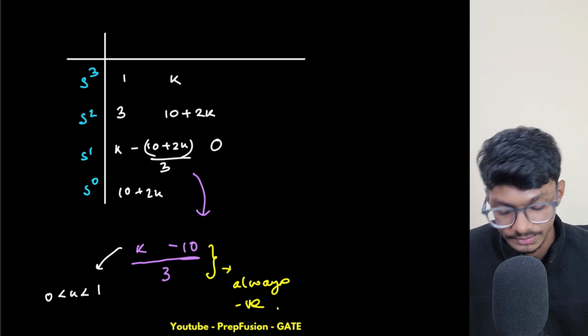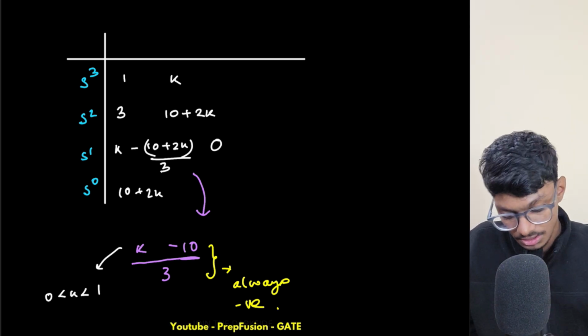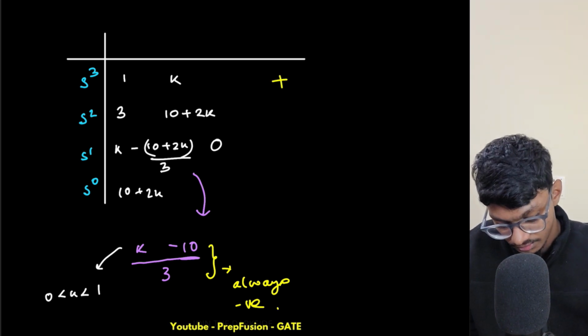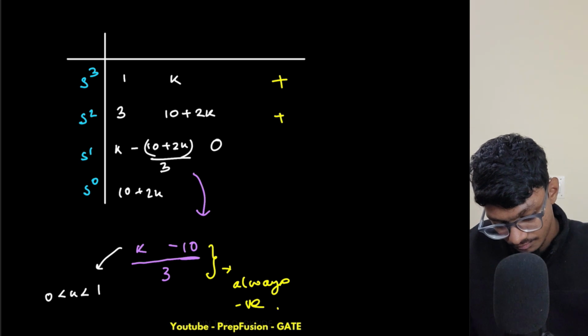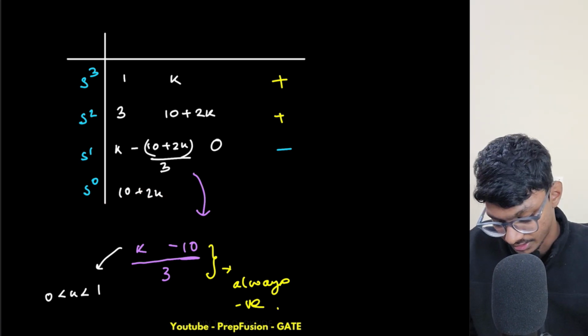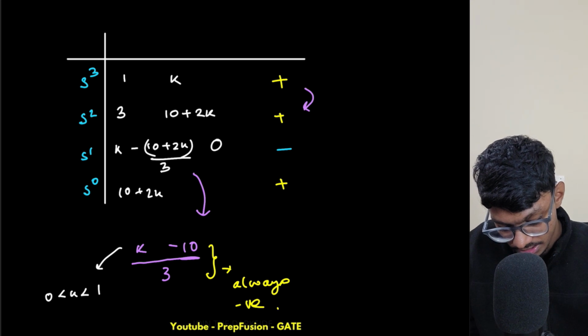Always negative, right? This will always be negative. So if this is always negative, what does that mean? It means that I have a sign change. This is positive, this is positive, this is negative, and again this is varying from 0 to 1, so this is 10 plus something positive, so this is positive again. Hence I have no sign change here. Here I have one sign change, here I have one sign change.